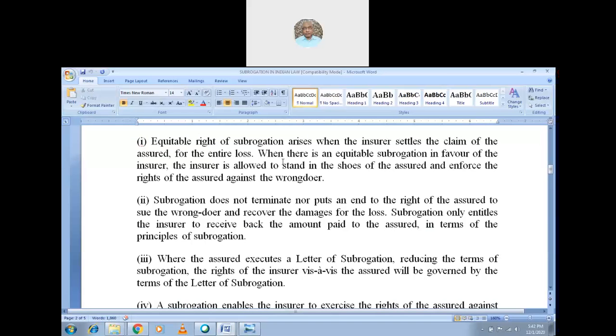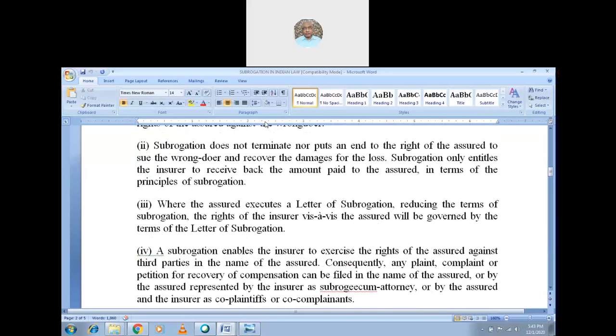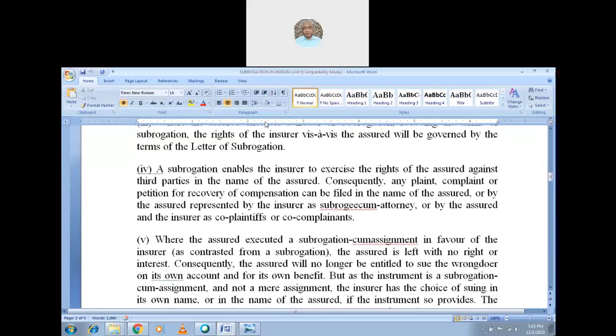Let us see the second point. Subrogation does not terminate, nor put an end to, the right of the assured to sue the wrongdoer and recover the damages for the loss. Subrogation only entitles the insurer to receive back the amount paid to the assured in terms of the principle of subrogation. In equitable subrogation, they don't want to take more. Whatever damages should be paid, that much will be recovered from the third person.